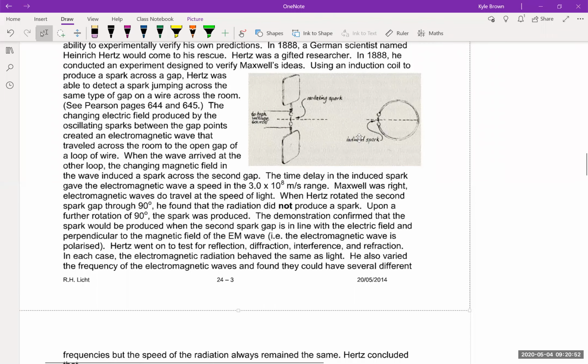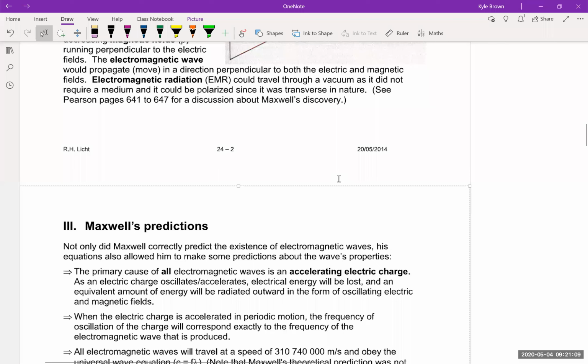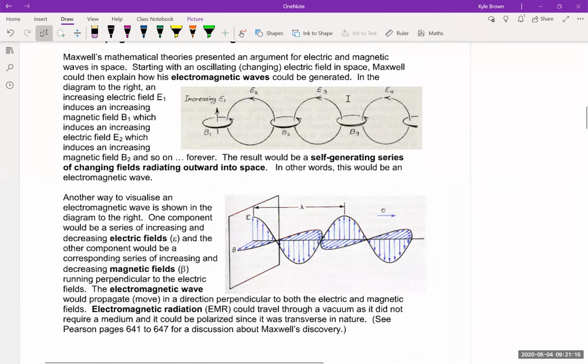And then the other part here that was significant was he was able to create the spark. But then if he turned this coil at a 90-degree angle, totally 90 degrees to this, the spark goes away. The reason why the spark would go away is because it's lined up with the wrong field. He would have been lined up with the electric field, when he needs to be lined up with the magnetic field to induce a current, not lined up with the electric field to induce a current.